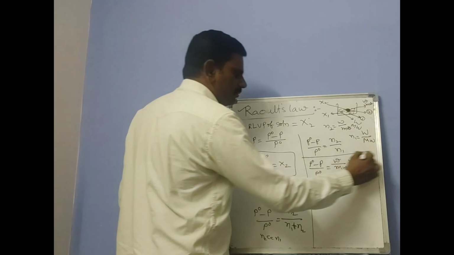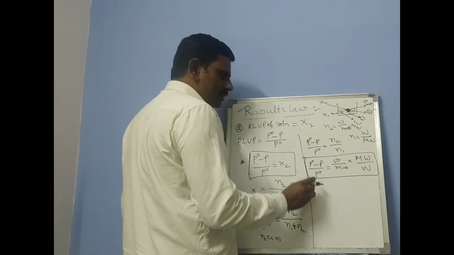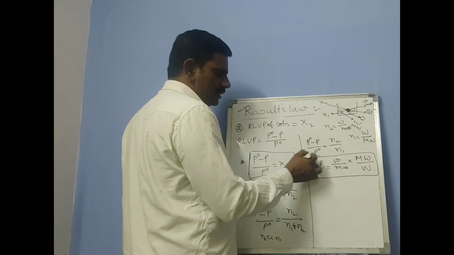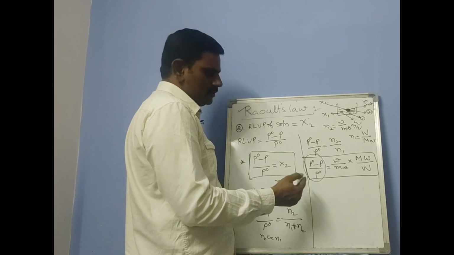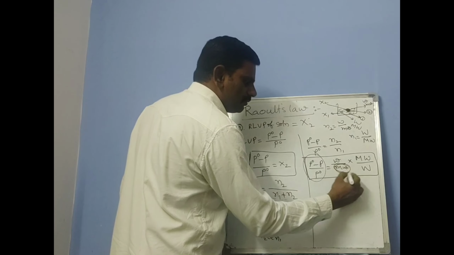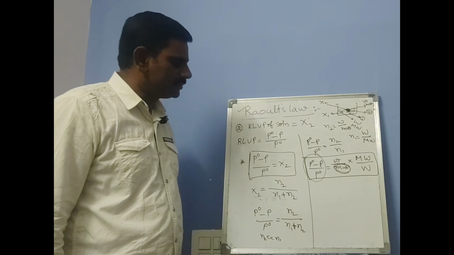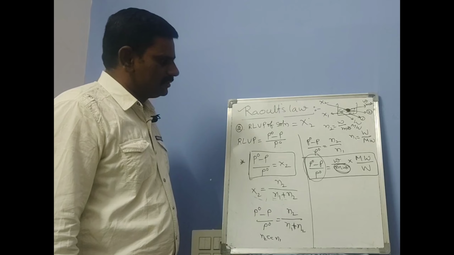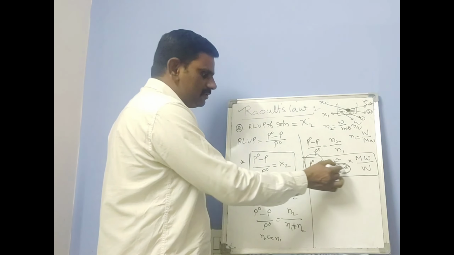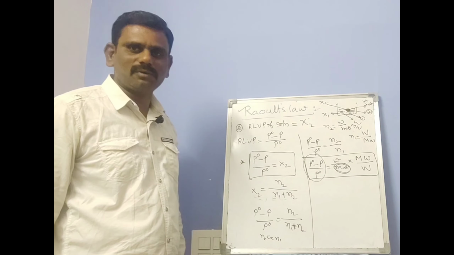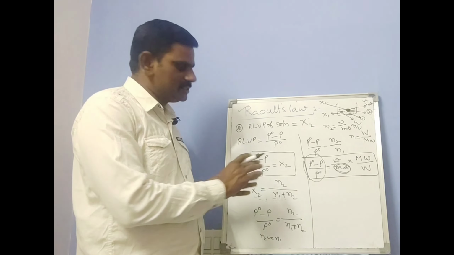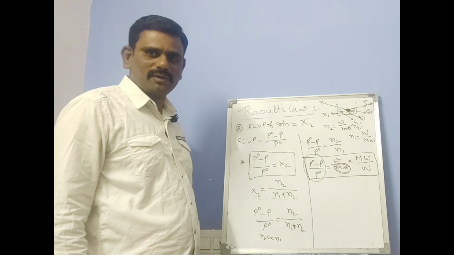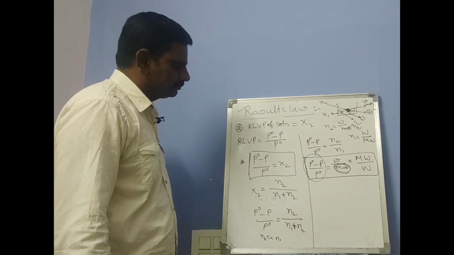So this is one form of Raoult's law. From this we have to determine the relative lowering of vapor pressure of the solution having non-volatile solute and molecular weight of solute, and see the relation between them. RLVP is inversely proportional to the molecular weight of non-volatile solute. It means any colligative property is inversely proportional to the molecular weight of the solute.